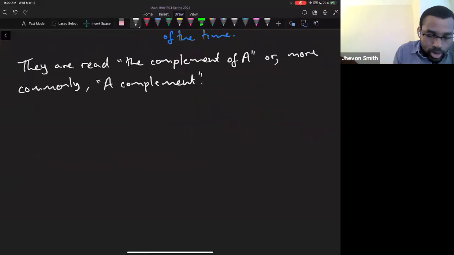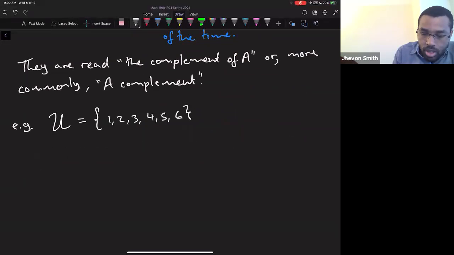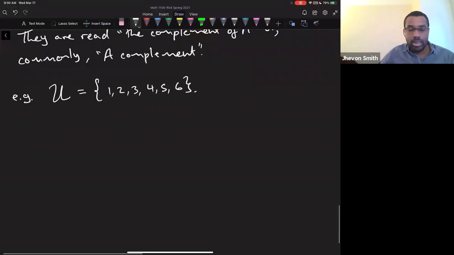Let's give you a quick example. Let's say for the purposes of a problem, I define my universe as 1, 2, 3, 4, 5, 6. In other words, I am pretending that no numbers exist other than these 6 numbers right here. There's nothing else in the universe, for the purposes of this problem. So I define my universal set to be that.